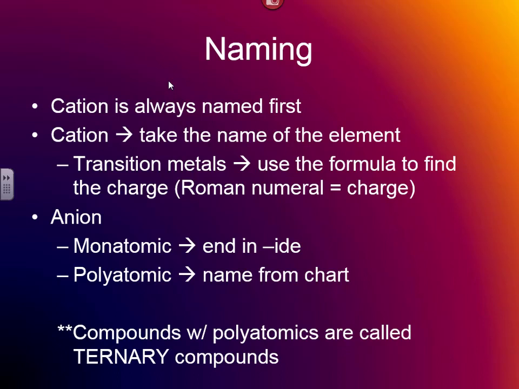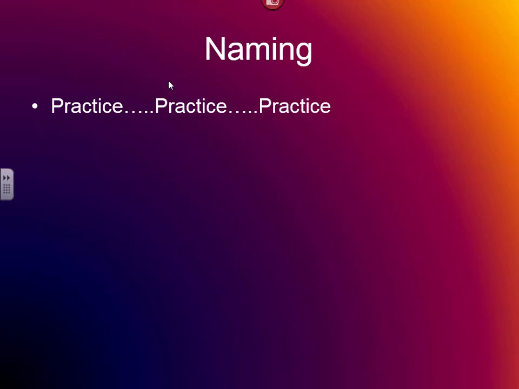Remember from yesterday that compounds with polyatomics are called ternary compounds. Your practice worksheet is set up again kind of like yesterday's, where it has binary compounds on one side and ternary compounds on the other. So now we just have practice to do.